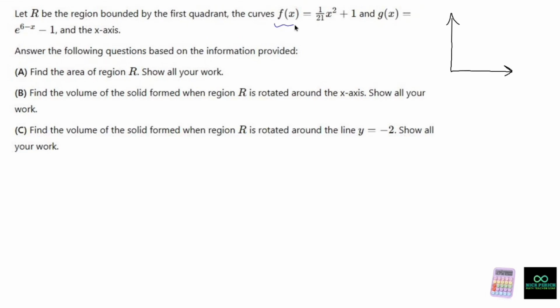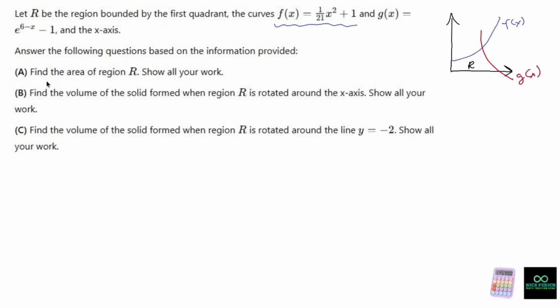Now, f of x is going to be this very wide parabola, and when we throw this into the calculator, f of x is going to look like this, give or take. Perfect? No. Accurate enough to get by? Mm-hmm. And e to the 6 minus x, minus 1 is going to look something like this. Again, perfect? No. Accurate enough? Yeah. So part A is asking us to find the area of region R, the combination of these two curves, this shaded region, if I were to shade that black, which I will not do.